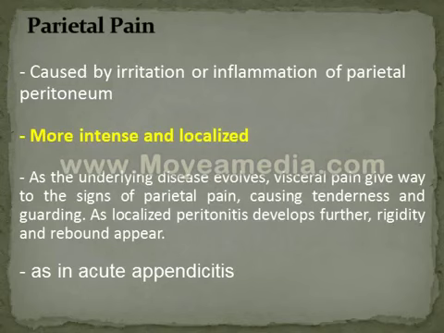For example, in acute appendicitis, pain begins around the umbilicus. Then as the disease progresses, irritation of the parietal peritoneum occurs. So parietal pain will be felt at the right lower quadrant area of the abdomen.